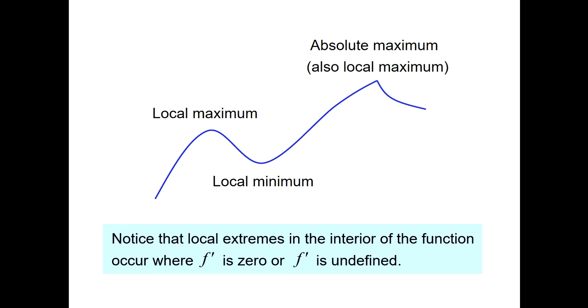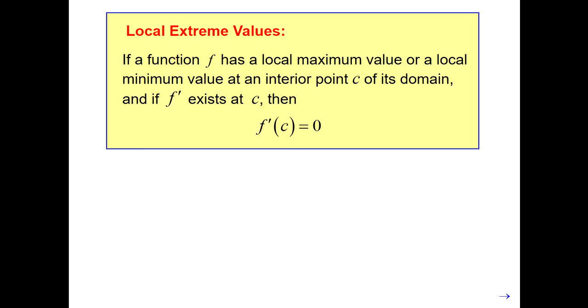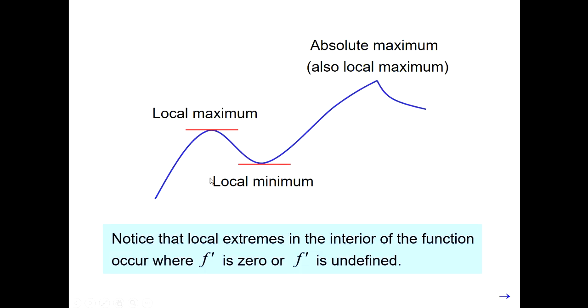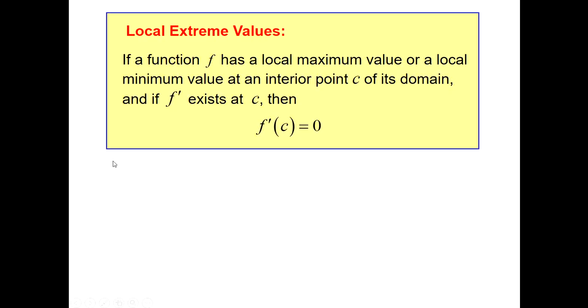Notice that local extremes on the interior of the function occur where the derivative is 0 or the derivative is undefined. So if we look at these here, local minimums and local maximums happen when the slope is 0. Okay? Or at a point where it is undefined. So here, the derivative doesn't exist because it's a corner. So that can also be an extreme value.